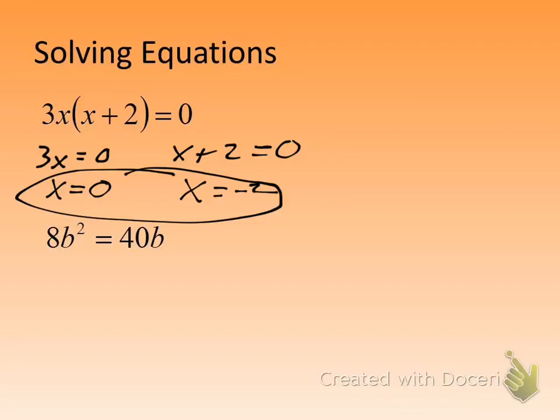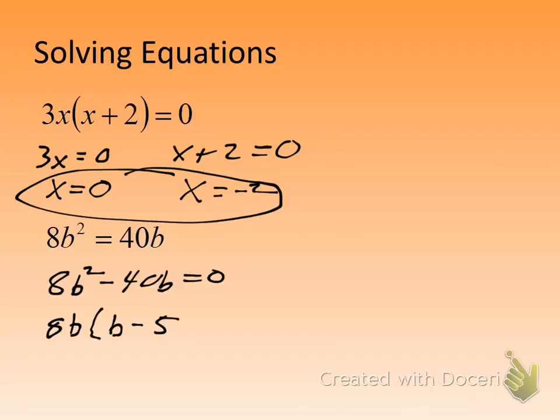The second one. Make it equal 0 first. You have to do that first, so we're going to subtract 40b. So 8b squared minus 40b equals 0. And then what's the GCF to factor out of those two? 8 what? 8b. Okay, 8b, which leaves you with b minus 5 equals 0.